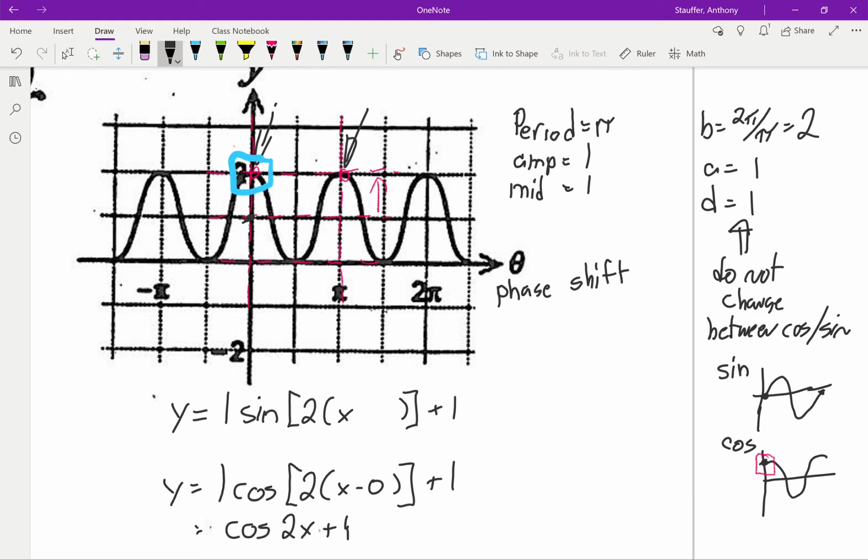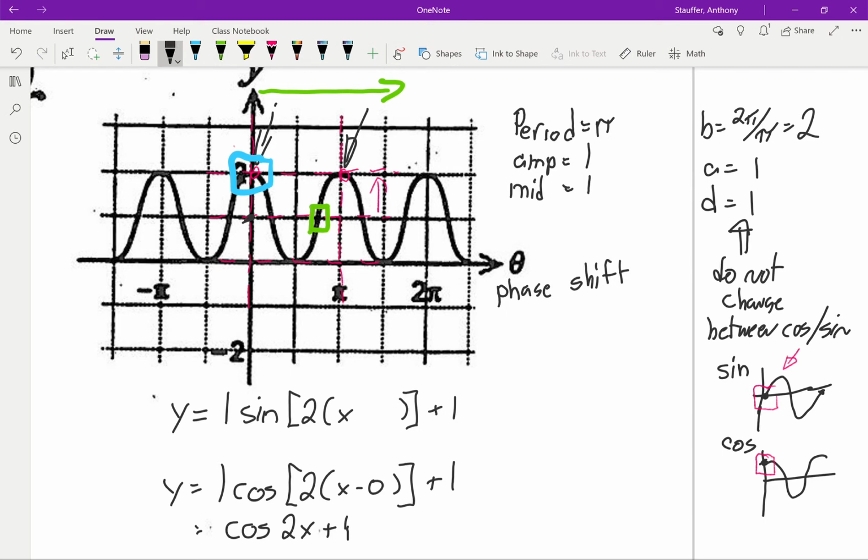Now, for my sine, what I'm looking for is where it goes to the middle and then works its way to the top. So I'll use green for this. I need to find where sine goes middle to the top. Now we always start at the y-axis and work our way right when we're looking for the sine. So right here, I see that is the point where sine starts at the middle and then goes to the top.